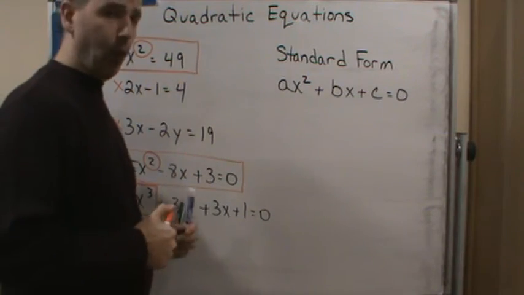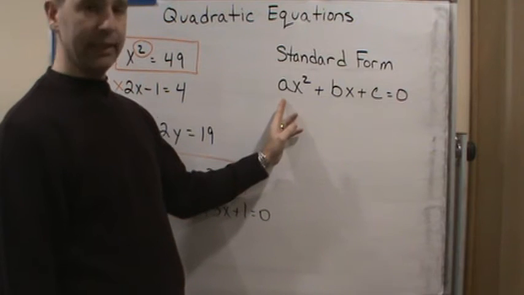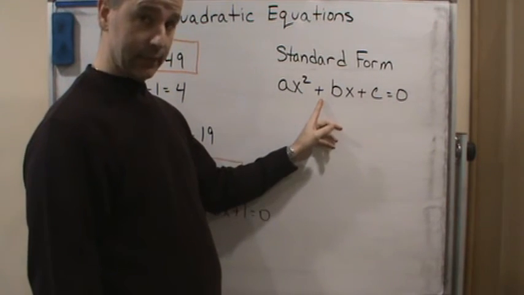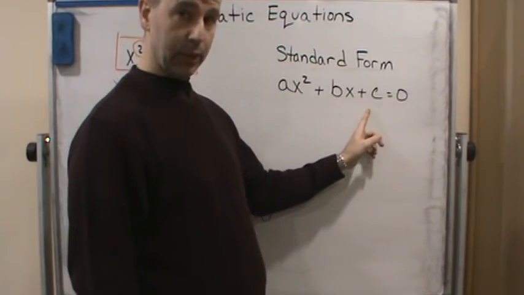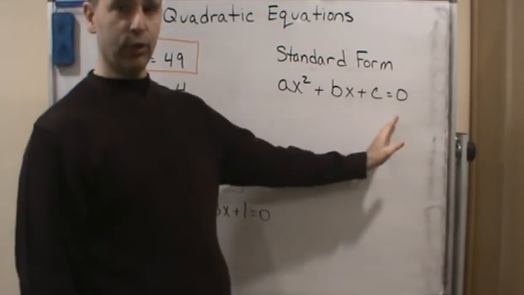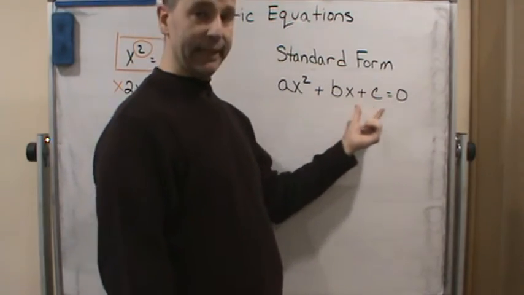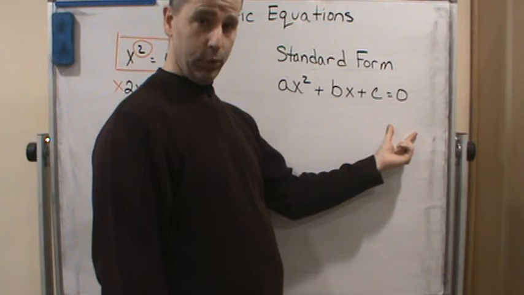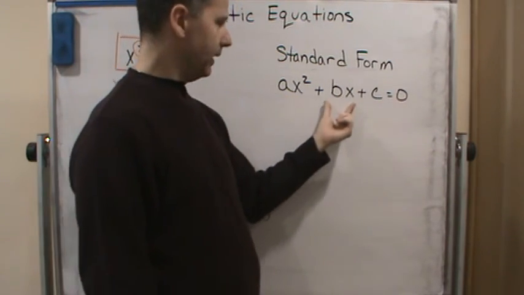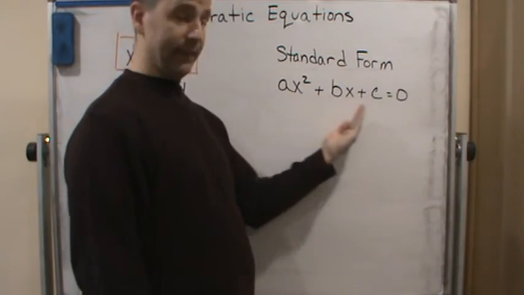The standard form of a quadratic equation is this. You have ax squared plus bx plus c equals 0. This is what we call standard form, okay? Notice that this goes in decreasing order. Okay, so it goes from the highest exponent down to the lowest exponent. Okay, so that is another thing.